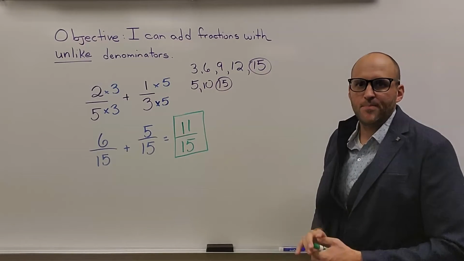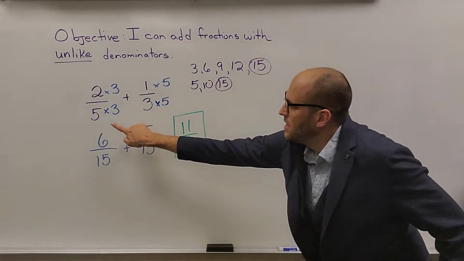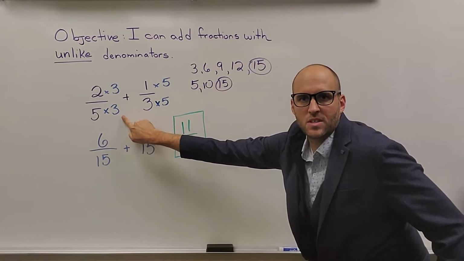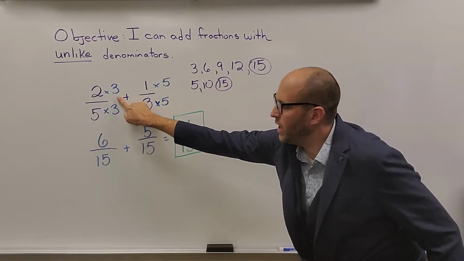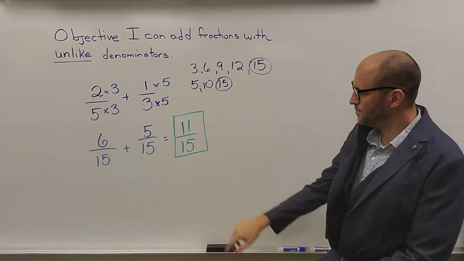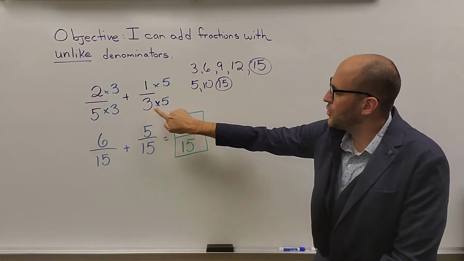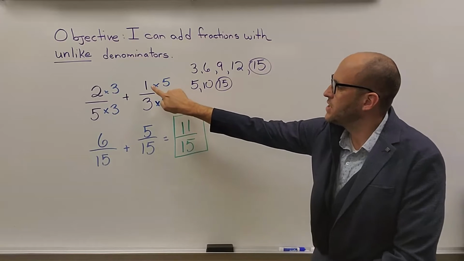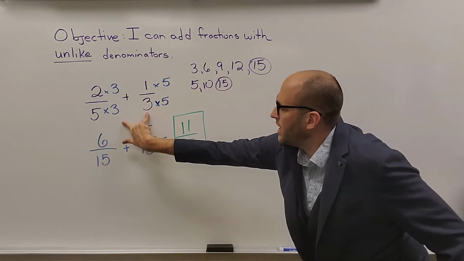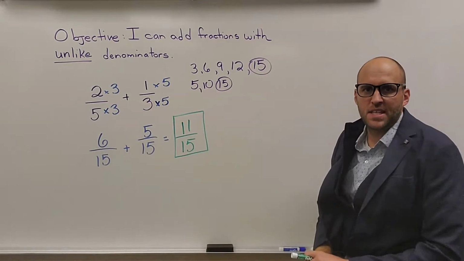How do I do that? Well, I make equivalent fractions. 5 times 3 is 15. Whatever you do to the bottom or denominator, you have to do to the top numerator. So if I multiply the bottom by 3, I multiply the top by 3. Same thing here. 3 times 5 is 15, so I'm also multiplying by 5 here. Notice as well that it's really just multiplying the opposite denominator.